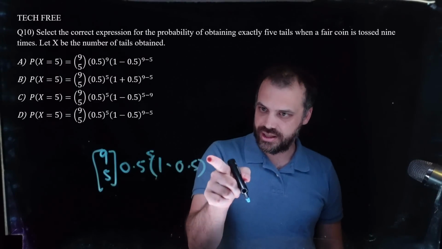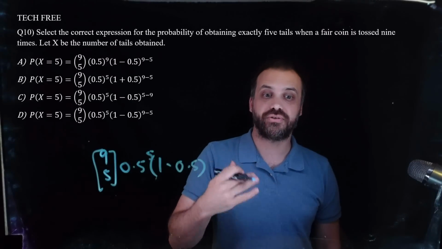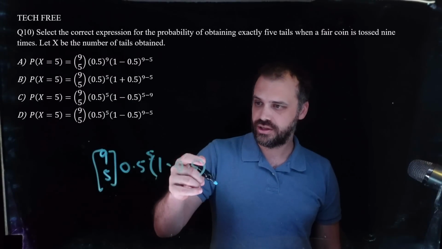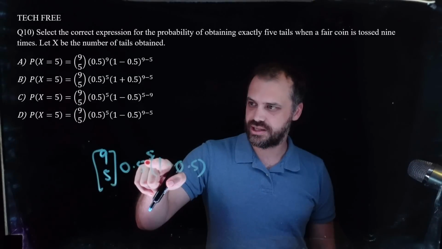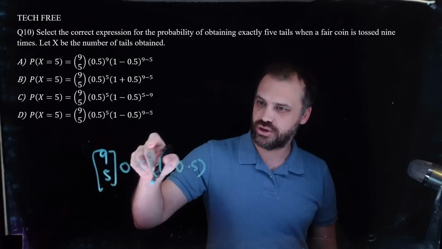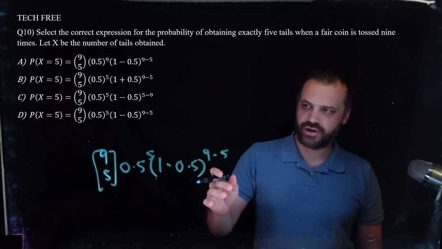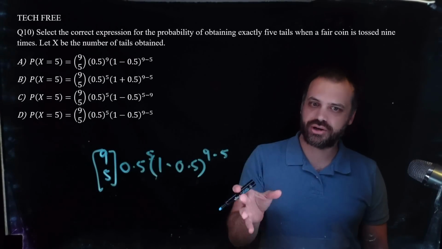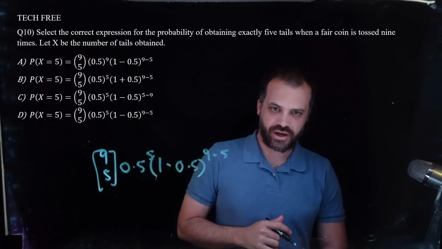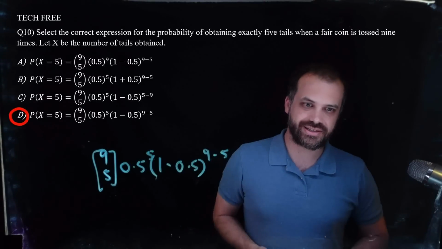And then here, it's going to be the number of failures, which you can find by saying, well, here are my successes. It's going to be the total number of trials minus the number of successes. 0.5 to the 5, 1 minus 0.5, 9 minus 5. I've got an answer. The answer is D.